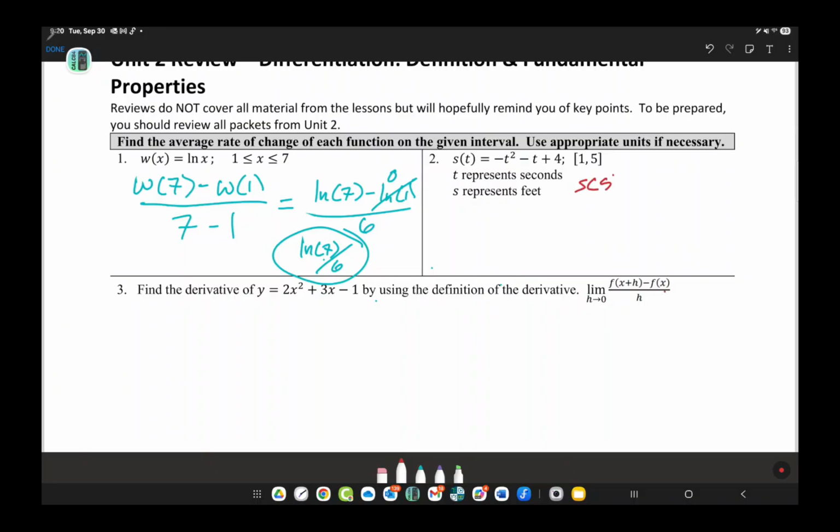S of 5 minus S of 1 over 5 minus 1. S of 5 would be negative 25 minus 5, so negative 30 plus 4, which is negative 26. S of 1 would be negative 1, it would be 2 over 5 over 4. So we get negative 28 over 4, which is negative 7. But because this time we have units, make sure you do feet per second. If you are missing units, you will lose points.